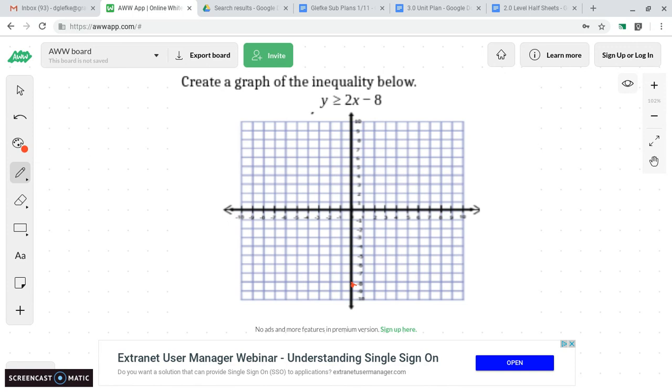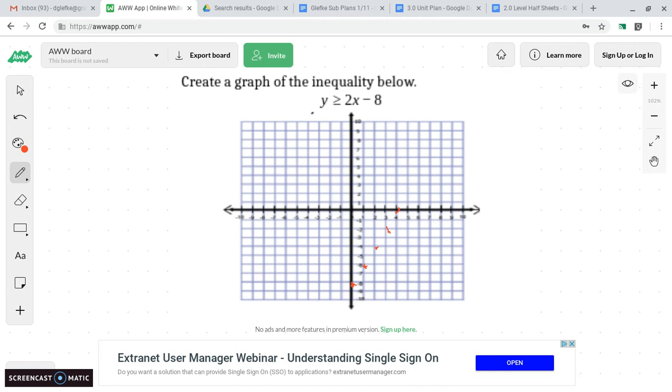So from this point, we're going to go up 2 over 1, and then up 2 over 1 again, and again, and again. That's close. Not very good.